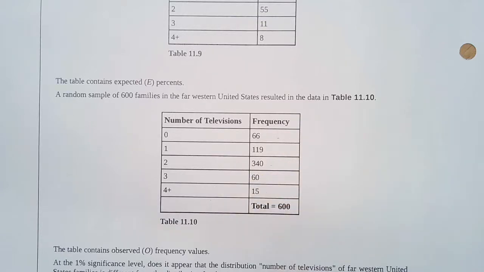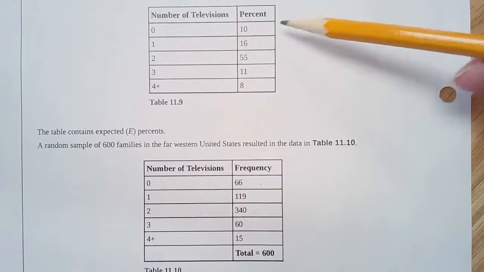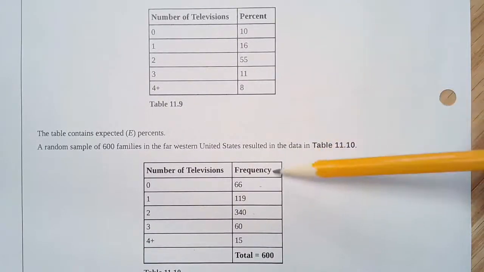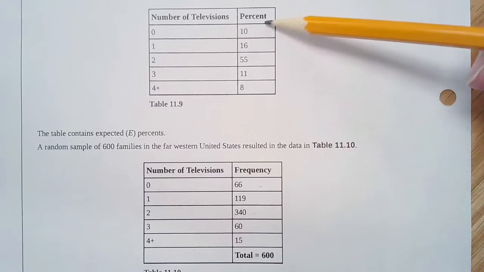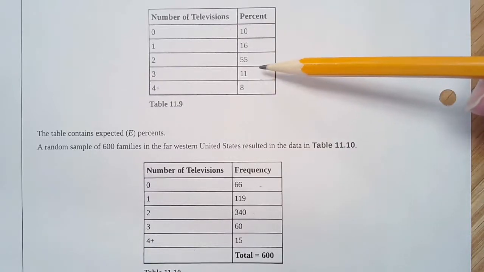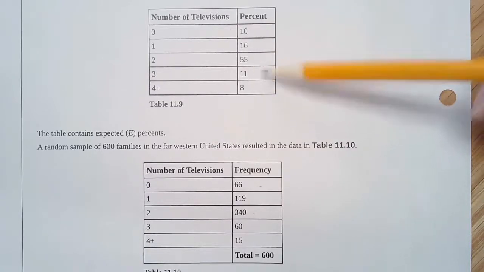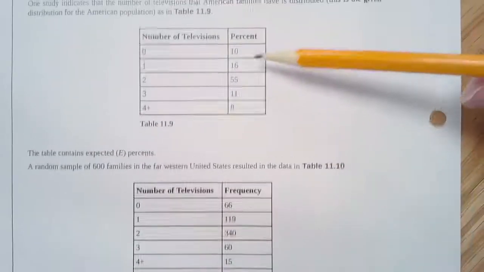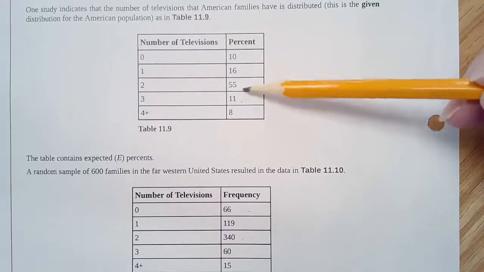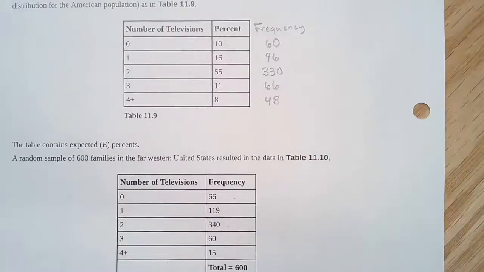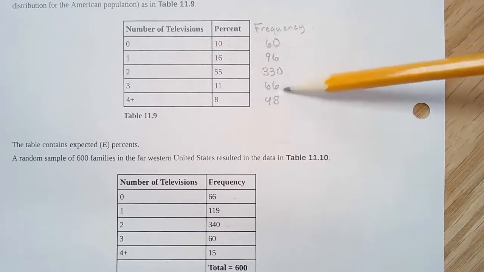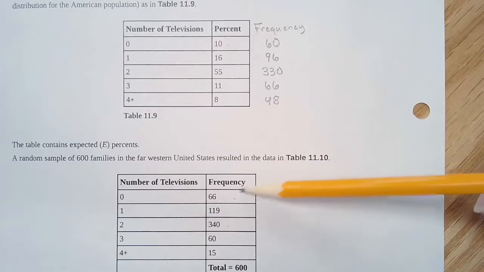Alright, so this table up here was our expected, this was our observed, but notice that this is in percent and this is in frequency. So we're going to quickly change this table so that it is in frequency instead of percent. We're going to do 10% of 600, because our sample was 600, 16% of 600, and so forth. Now I've adjusted this one so it's not in percent, but in frequency, in the same units as we have for our observations.